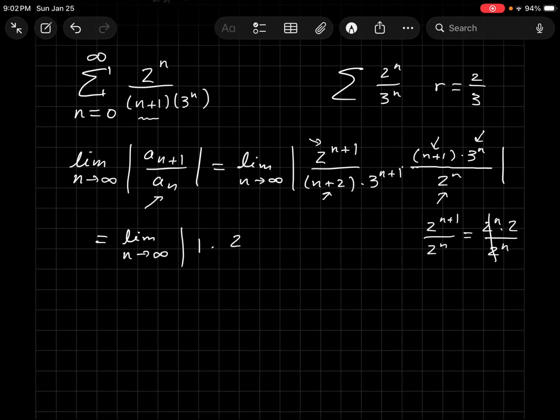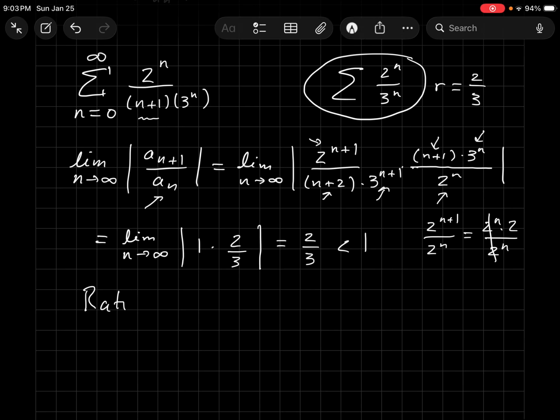And now I compare the 3 to the n with the 3 to the n plus 1, I end up with 3 on the bottom. There are no n's left over, so I know that the ratio is 2/3. Kind of like a perfect geometric series. And since this ratio is between -1 and 1, I know that by the ratio test, the series converges.